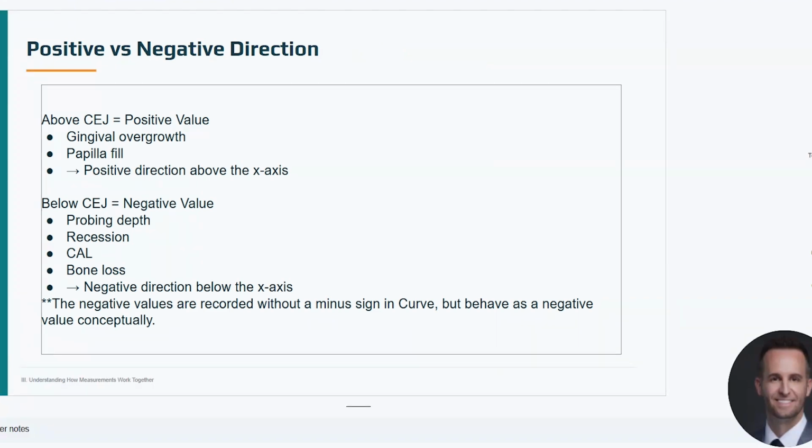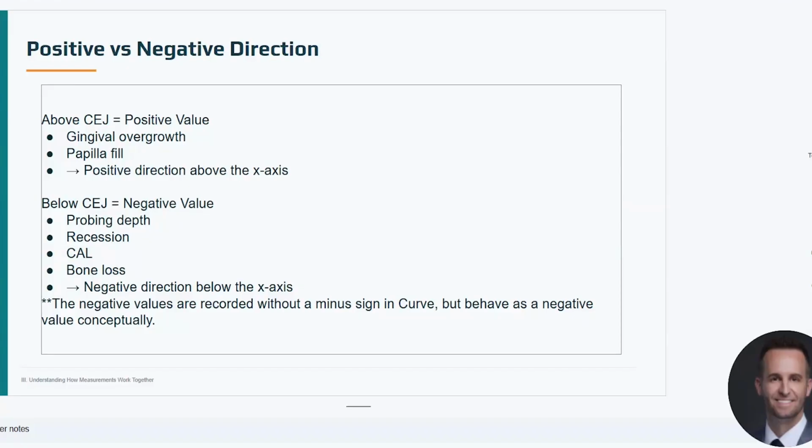So above the CEJ, again, gingival overgrowth or papilla filling in those embrasure spaces, those are positive direction above the x-axis. Below the CEJ, negative values: probing depth, recession, clinical attachment level, bone loss, all of these things occur below the CEJ and go in the negative direction below the x-axis.